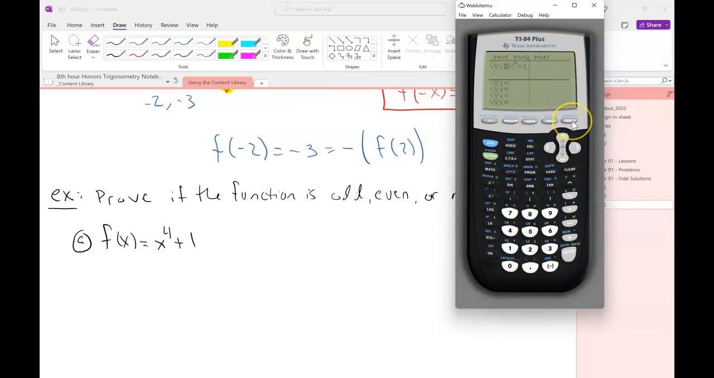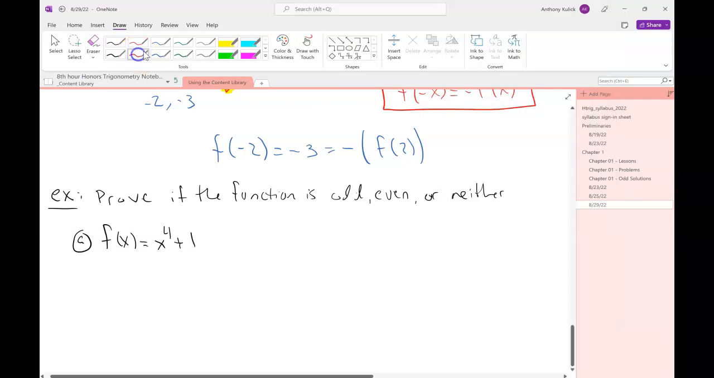x to the fourth plus 1, graph. Aha! What do we see here? Odd, even, or neither? Even, right? Everybody agree that the left-hand side looks like a reflection of the right-hand side? Okay.